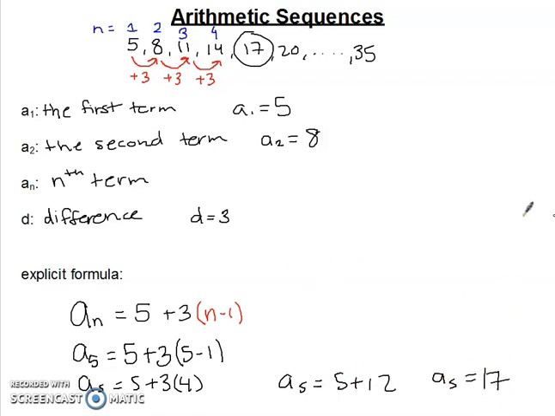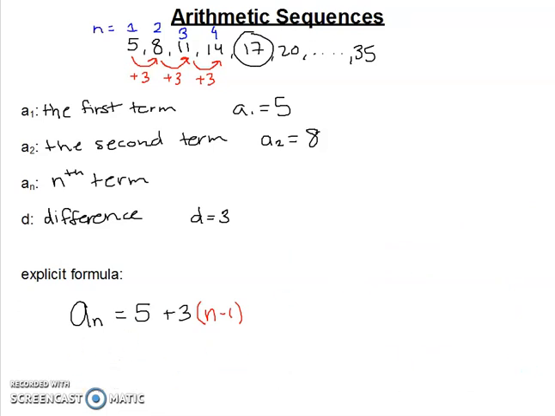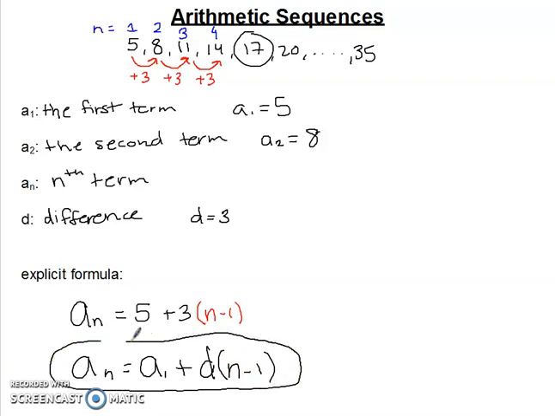So our explicit formula for any arithmetic sequence can be found by starting with your first term, A1, and then adding on your common difference, n minus 1 times. This will be our explicit formula for any arithmetic sequence. Now there are other sequences, such as geometric, or maybe a sequence that doesn't follow either of those patterns, that won't use this for their explicit formula, but specifically for arithmetic, that is the formula that we can use.